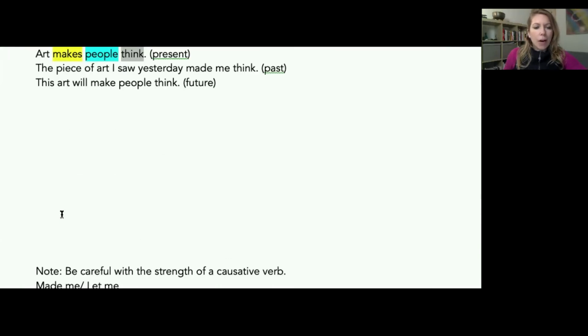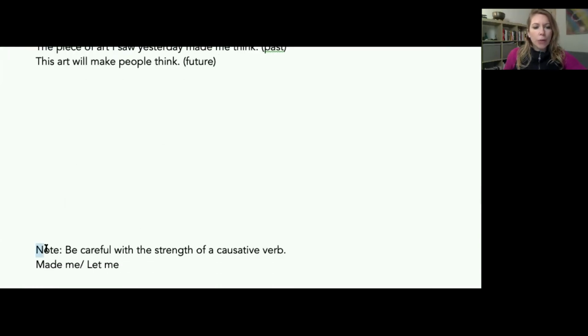Okay, now here's a note right here. It says, be careful with the strength of a causative verb. So I indicated this at the beginning, right? There's a big difference between "don't make me do it" and "oh, thanks for letting me do it." Big difference in strength, right? This is really forceful and strong. This means you're getting permission, there's allowance there.